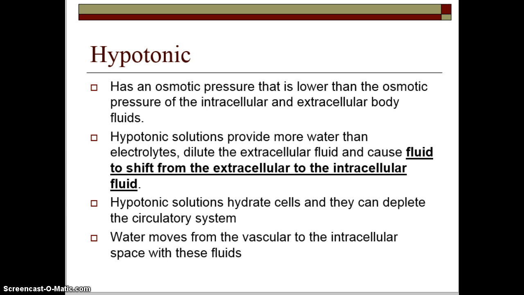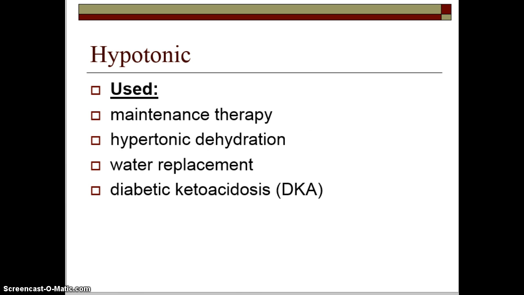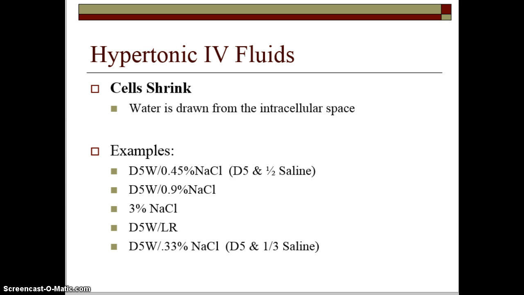The advantage of a hypotonic, again, is it shifts into the cell, providing fluid into the cell if it's needed at that point. They can hydrate cells, but they can pull too much fluid from the circulatory system, from the blood vessels, and deplete our circulation and our blood pressure and cause problems with perfusion. Hypotonic is used mostly for diabetic ketoacidosis or maintenance therapy.